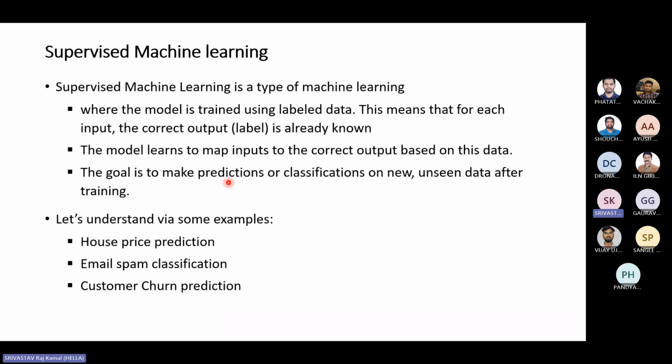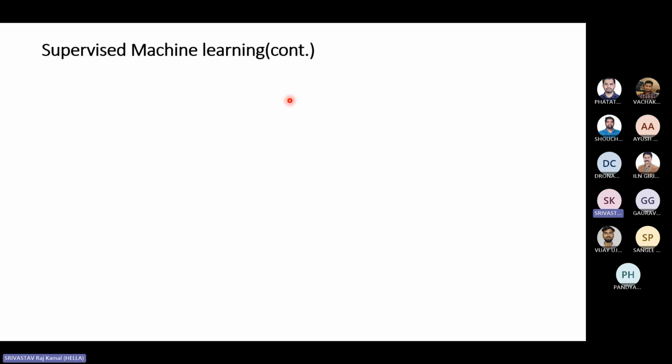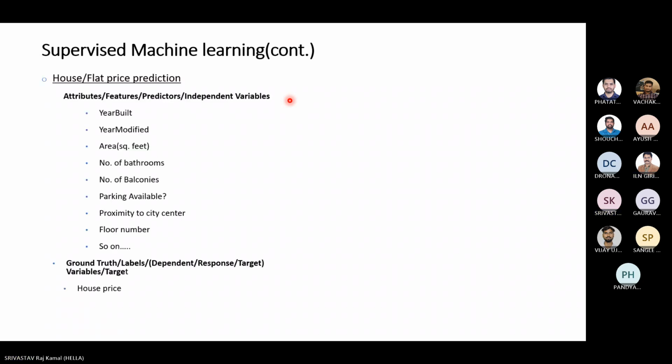So the whole crux is that all these problems are supervised machine learning. Why? You know the data variables, you know the output. So guys, any problem, any issue in supervised machine learning? No, Raj, I think it's clear. Okay, thanks guys. Now, this thing has been discussed so many times.